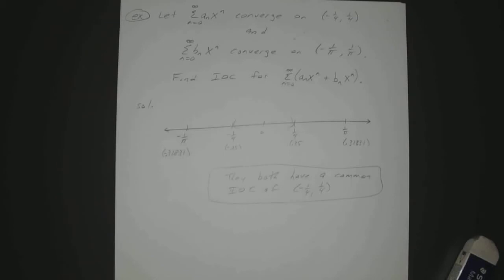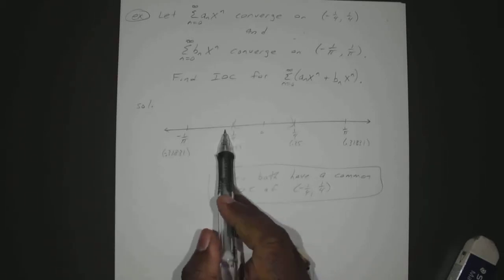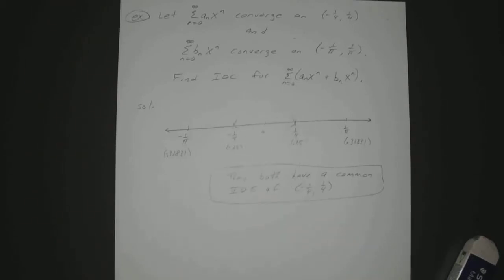All right, so any questions on this? Yes. Okay, so the past few have been where you're adding the two sets. What if they're subtracting? If you're subtracting, you're still just looking for the common interval of convergence. Okay. I was just saying, we've done the sums, what are the differences? Same thing, just a common interval of convergence.